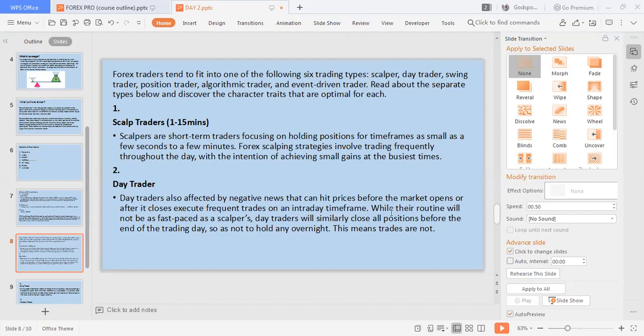That swap fee is exactly what the brokers enjoy from. Day traders. Day traders are also like scalp traders. They also don't like it when their trade goes overnight.